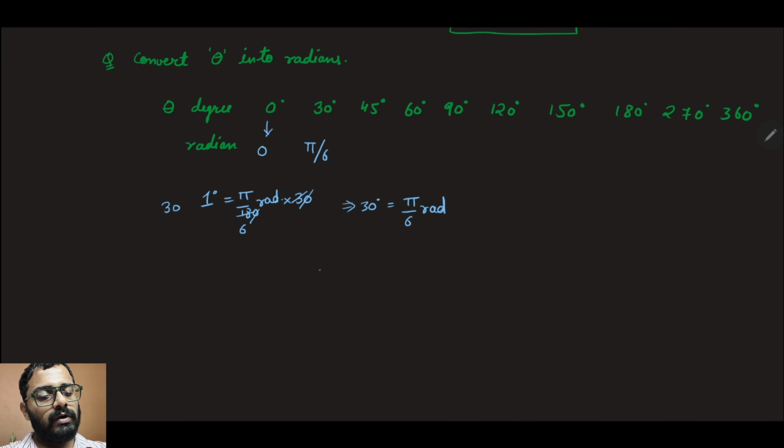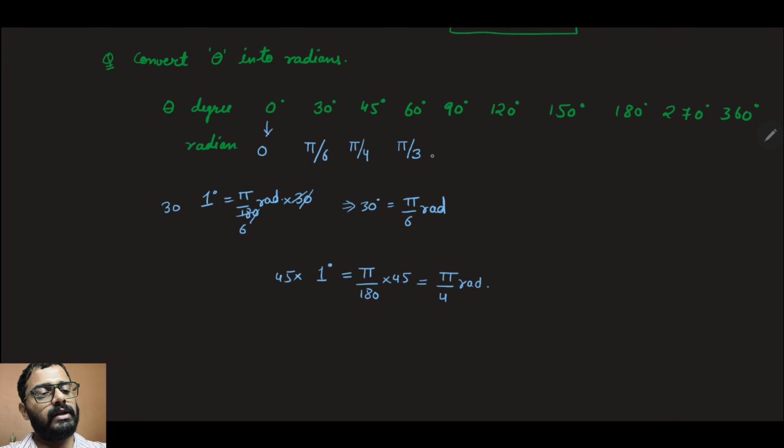45 degree, if you want to convert, we will do the same thing. 1 degree will be equal to pi by 180. We want to find for 45 degrees, so we will multiply 45 on both the sides. Okay, so when we cancel this out, we will get pi by 4 here. Okay, so 45 degrees is how much? Pi by 4 radian. Same way you can find out all the angles here, so I'll just write it here.